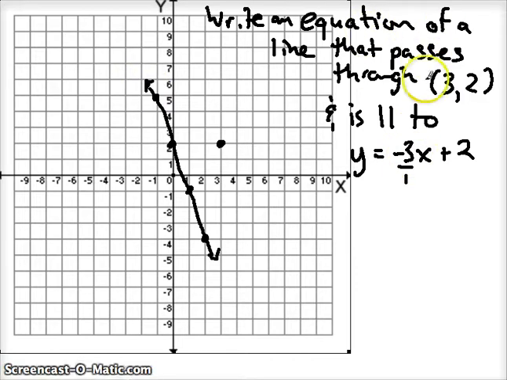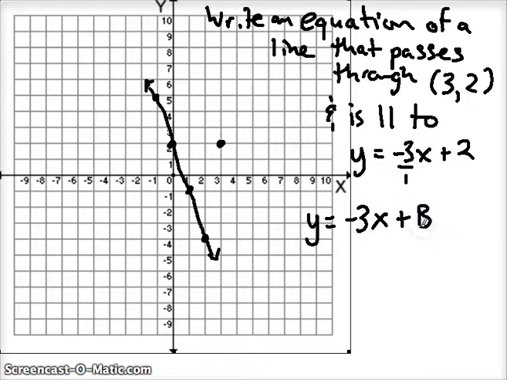And we want to write an equation of a line that passes through this point and is parallel to this line. So it should look something like this. Let's see if we can get an equation that does exactly that. If you remember what slopes of parallel lines have to be, they have to be equal. So the slope of the line I'm looking for has to be negative 3. It has to be the same.